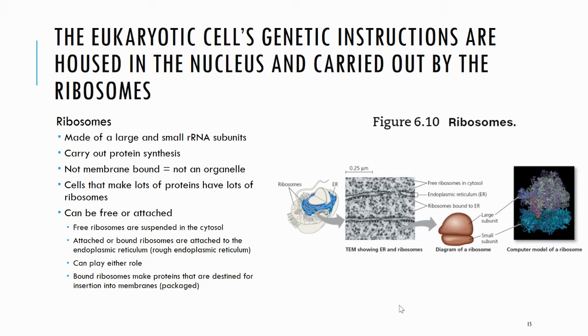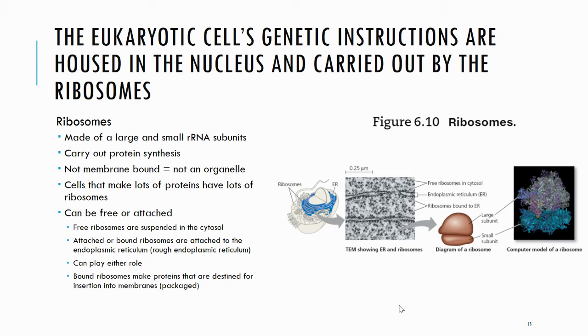Ribosomes, like I said, are made up of a large and small subunit, and the size of the subunits between prokaryotes and eukaryotes are different. They carry out the process of protein synthesis. They are not membrane bound, so they are not considered an organelle, which is why we also find them in prokaryotic cells. Cells that need to make lots of proteins will have lots of ribosomes.